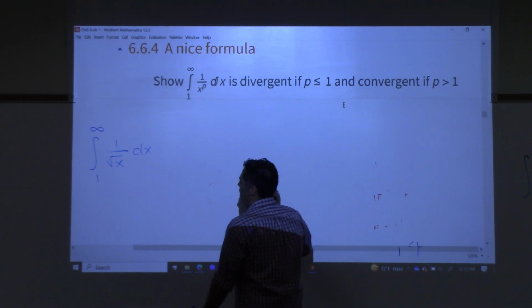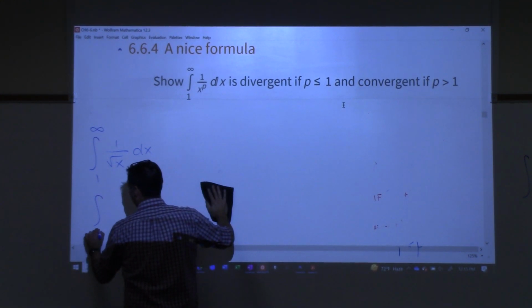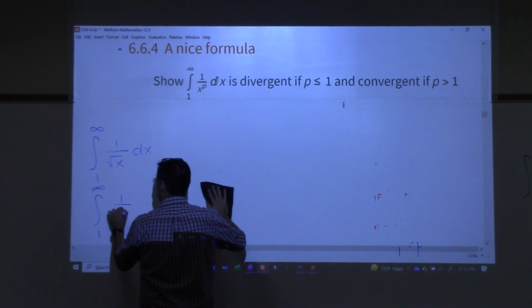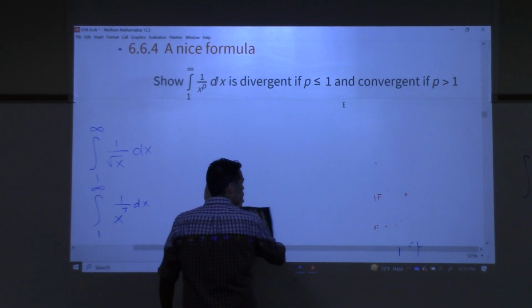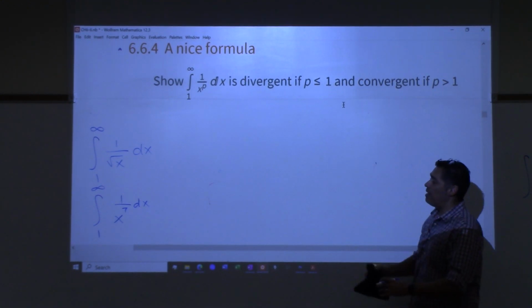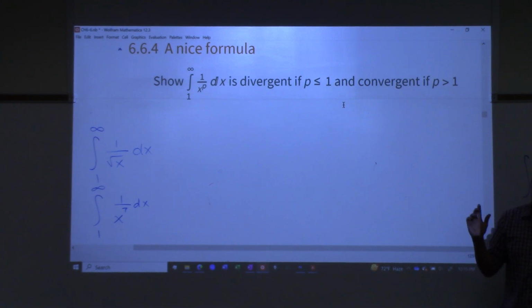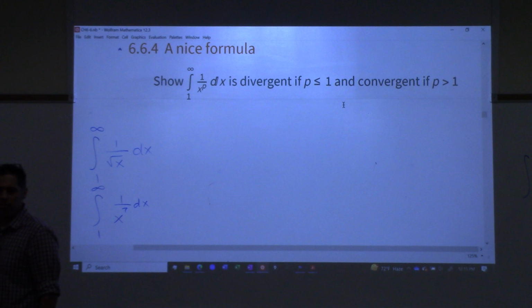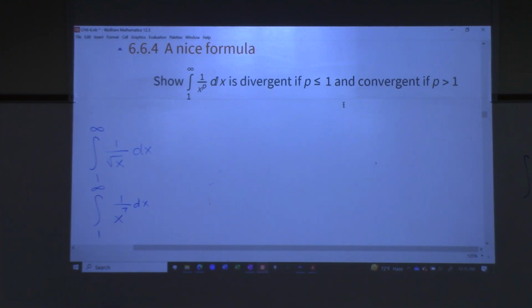Yeah? And what if I did this? Integral from 1 to infinity of 1 over, I don't know, x to the 7th dx. That's convergent, right? Now, I'm not able to tell you right away, well, actually, we had a formula to show what it converges to. But I can tell you right now that that does converge. So I know that these are true.